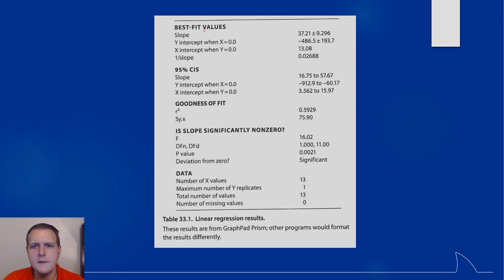Basically, when we're looking at the best fit values, that slope is determining how steep or shallow that line is going to be, and determining how big of a difference y changes in response to a change in x. So that's just one thing to note. Notice here the y-intercept, when x equals 0. There's probably not going to be a biological example of where x would equal 0 in this case.